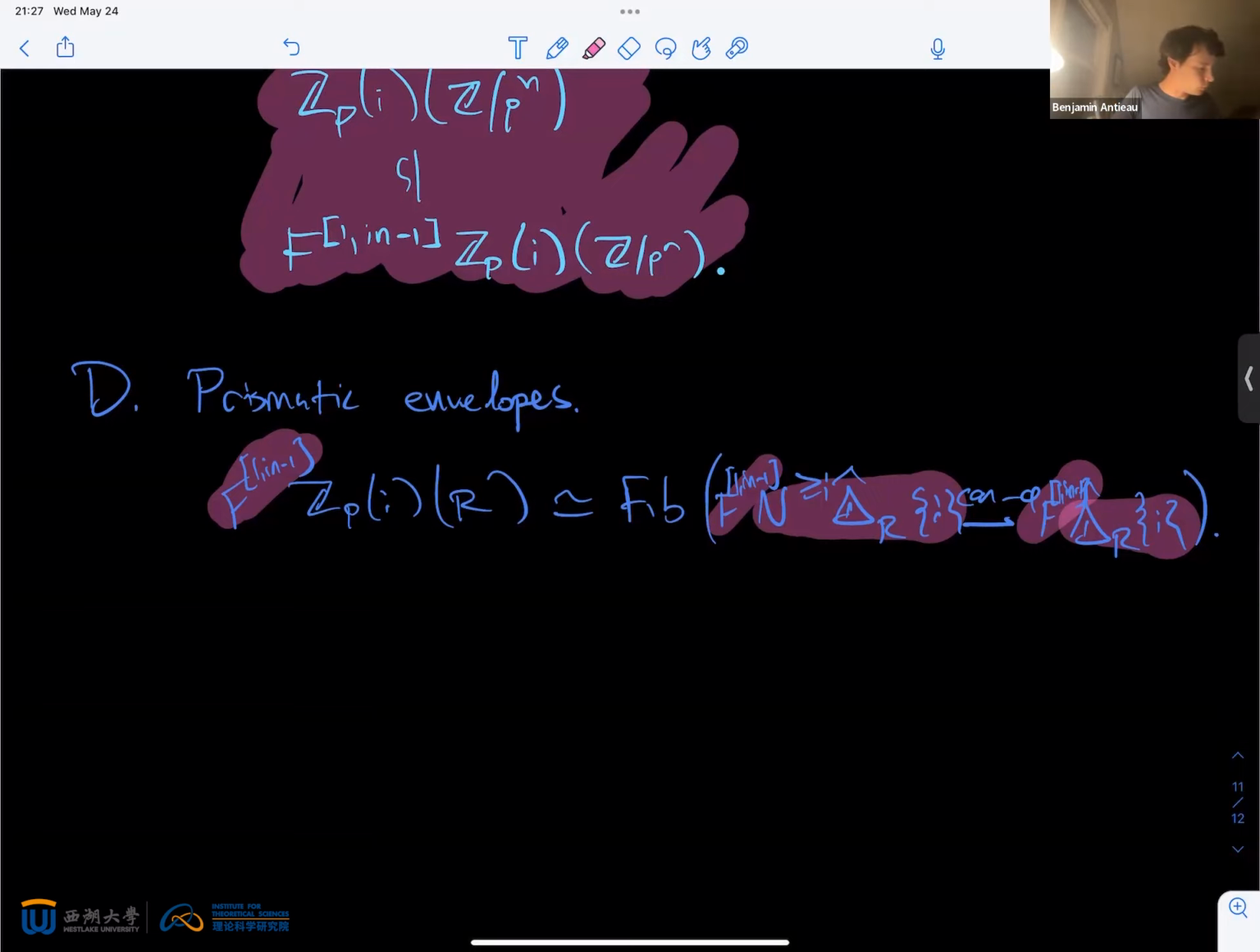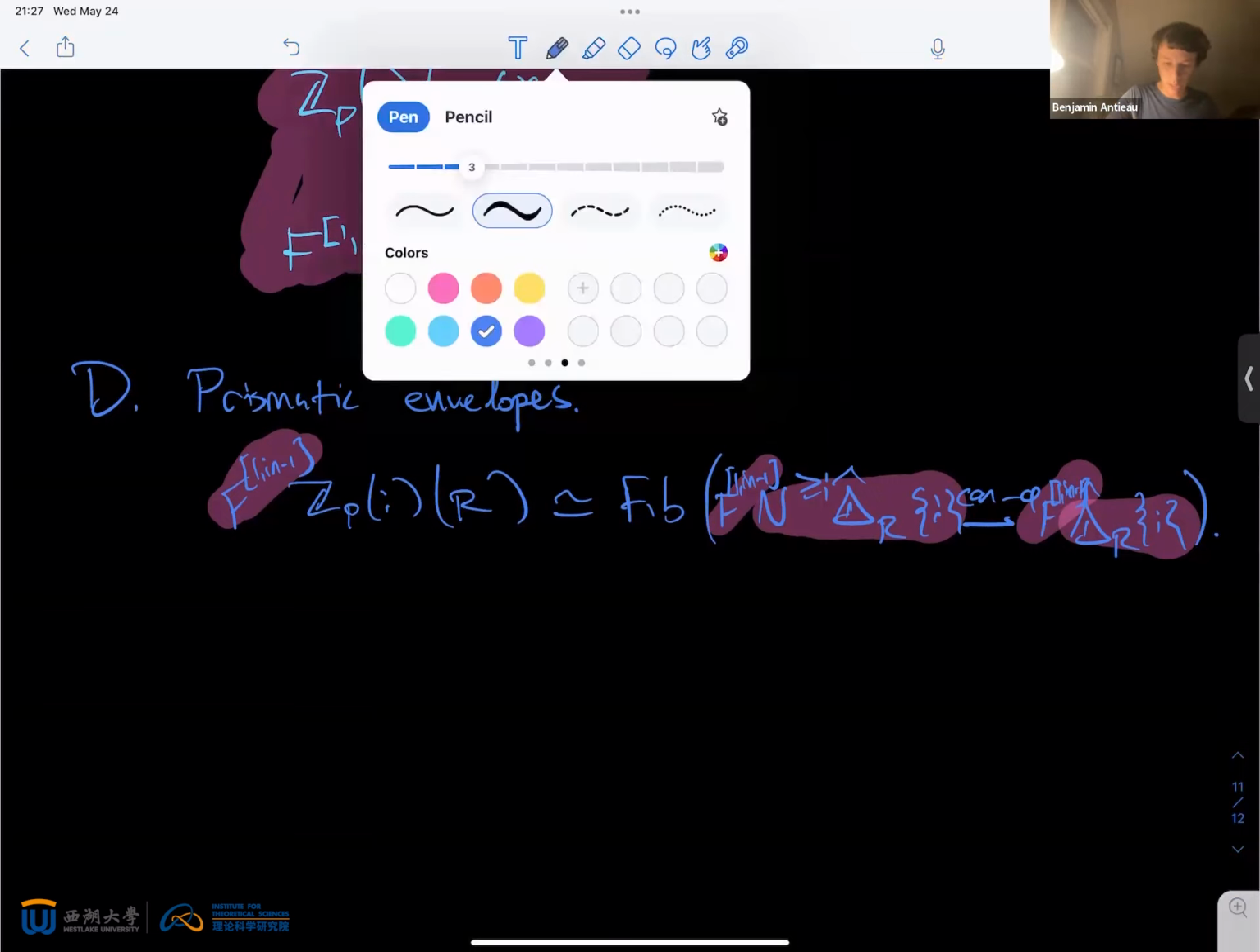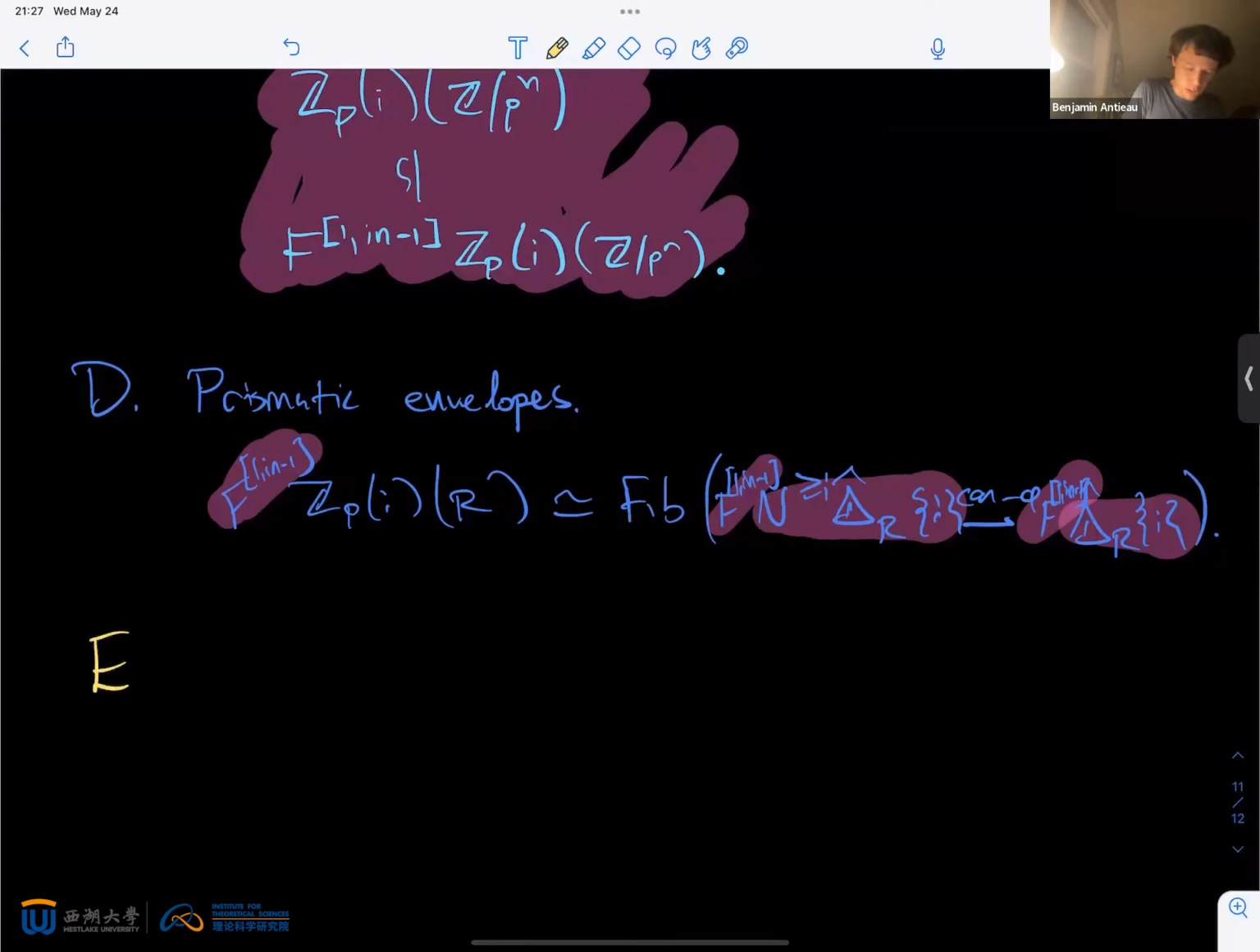Maybe these two things should have been in a different order. So what's the basic idea now? It's what I'll call Liu-Wang descent.